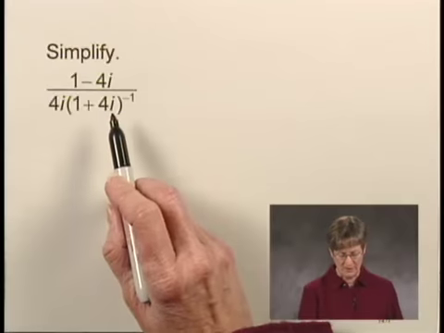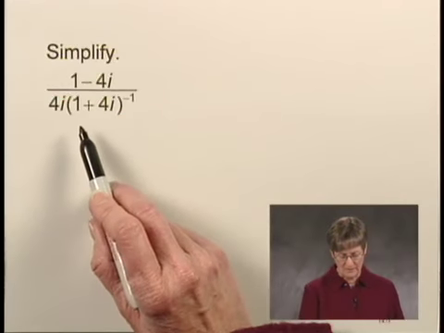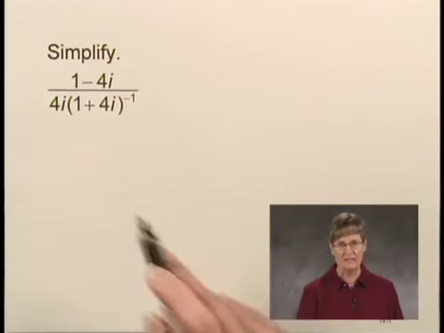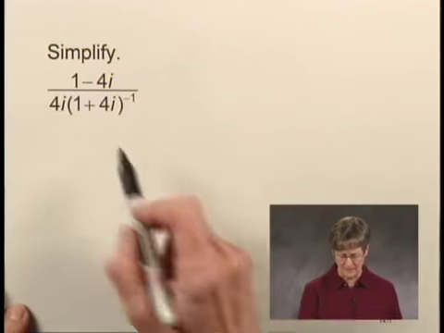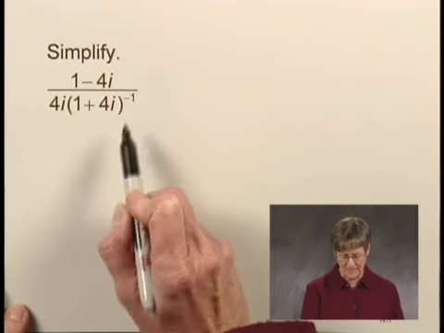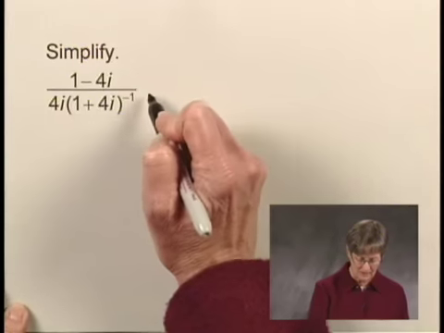We're going to simplify an expression containing complex numbers. The expression is (1 - 4i) over 4i times the quantity (1 + 4i) to the negative 1 power. And let's begin by writing (1 + 4i) to the negative 1 power with a positive exponent.